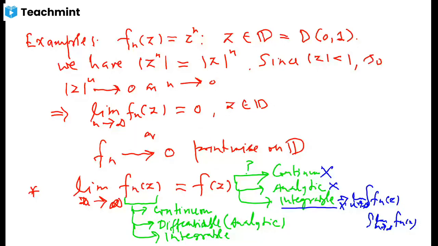So you can get examples, and I leave it to you to find one. Sorry, I said a wrong thing. What I want you to find is a sequence of continuous functions which is pointwise convergent, but its limit is not continuous. And similarly for the analytic case and this integration part.